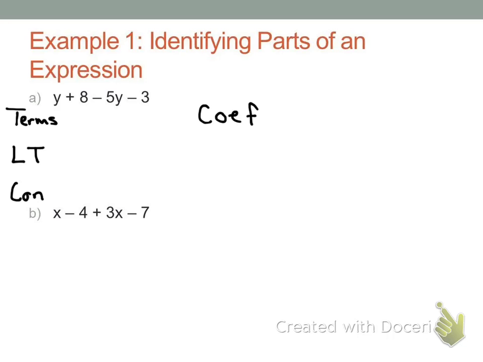Terms, again, I'm just listing the expression except no addition signs. So y, 8, negative 5y, and negative 3. And then my like terms, what's going to be one set of like terms? y and negative 5y. And what's my other one? 8 and negative 3.